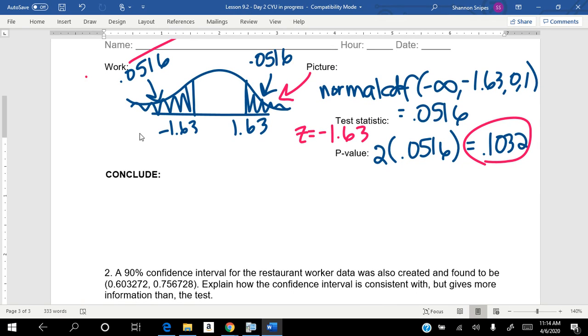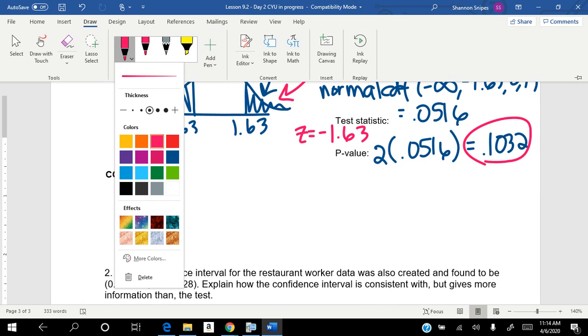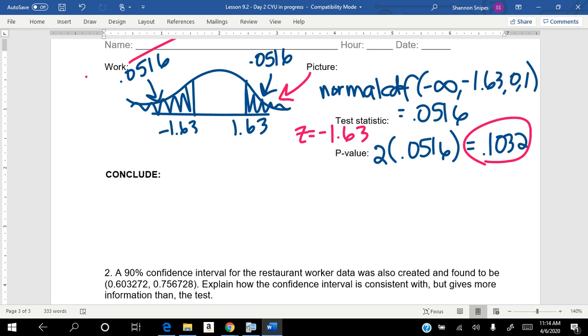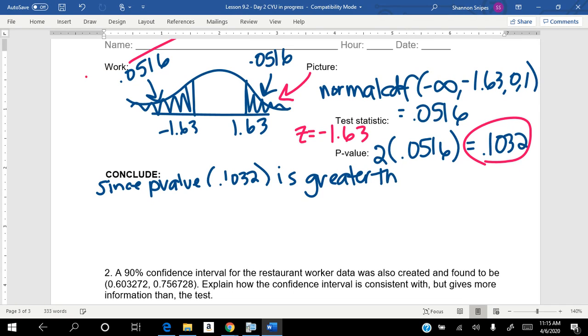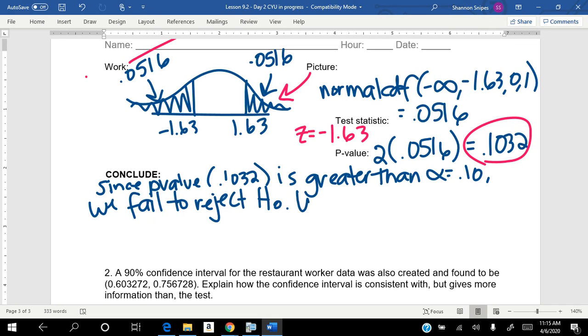All right, so then we need to conclude. So remember, your conclusion has to have 3 parts. We need to link the p-value to your alpha level. Since your p-value, which is 0.1032, is greater than our alpha, which is 0.10, we fail to reject the null hypothesis.